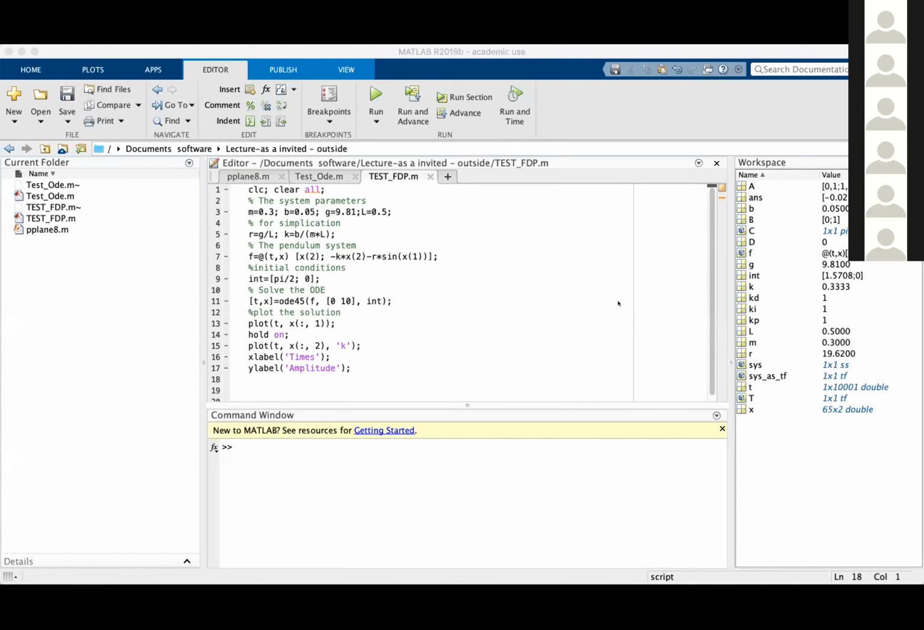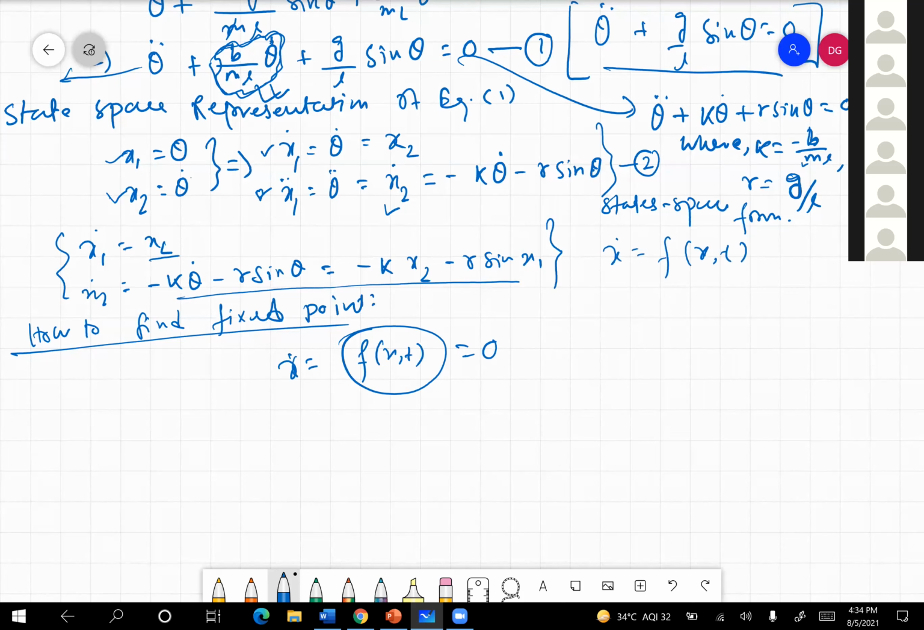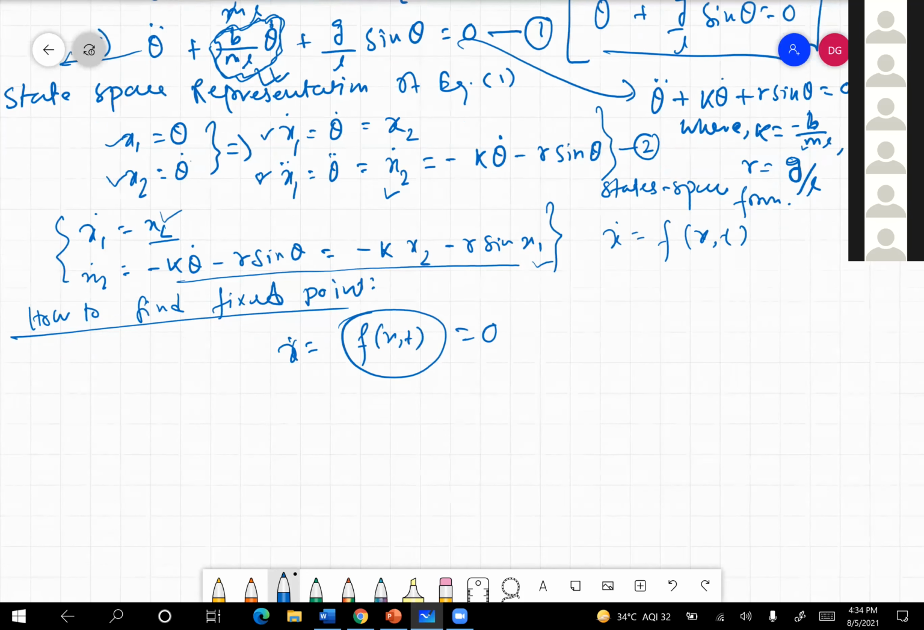So if we can make this part and this part 0, we can find the value of x2 and x1, and those points we can call fixed points. Now let me write how we can find these points. If I put x2 equal to 0, this is only one equilibrium point. Now if you put this part equal to 0, minus k x2 minus r sine x1 equal to 0, and substitute x2 equal to 0, we'll have minus r sine of x1 equal to 0.